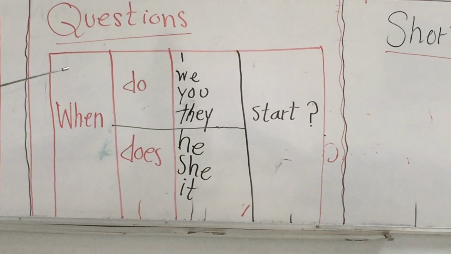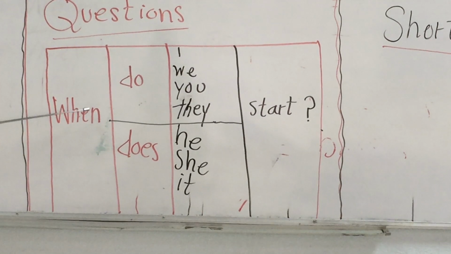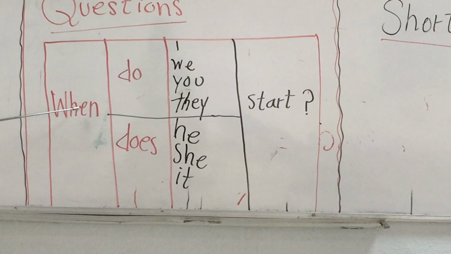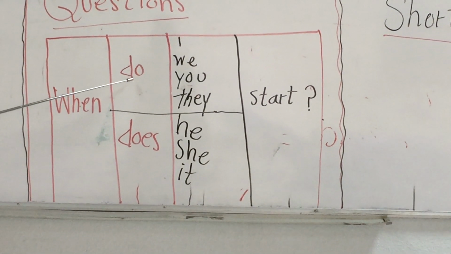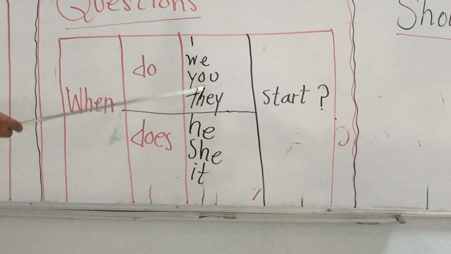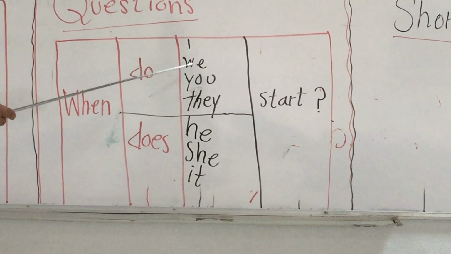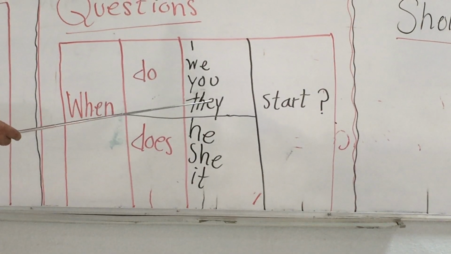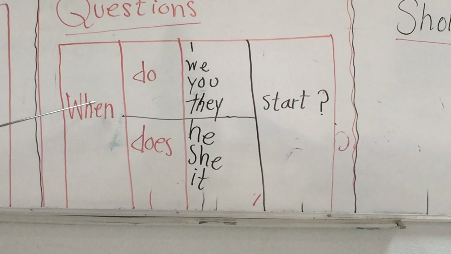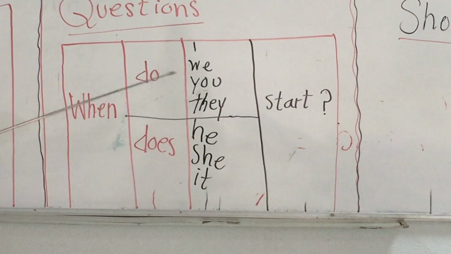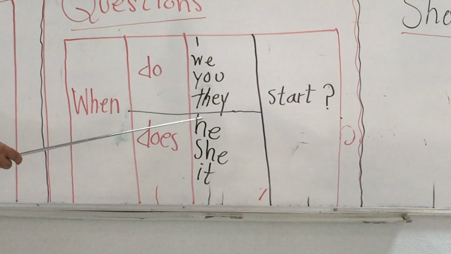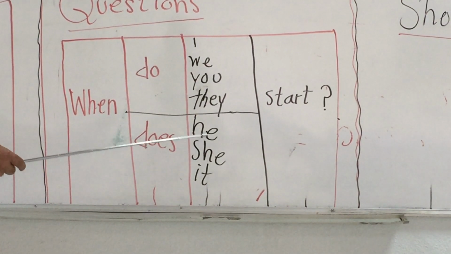Now, the grammatical rule is that the WH tag, the question word, comes in the beginning before do. Immediately after the WH tag, when, we use do, with the pronouns I, we, you, they. Because with these pronouns, we use the base form, not the S form at all. So again, when do I start? When do we start? When do you start? When do they start?